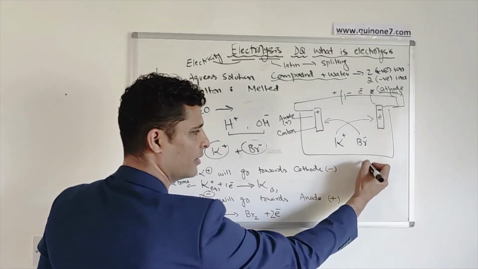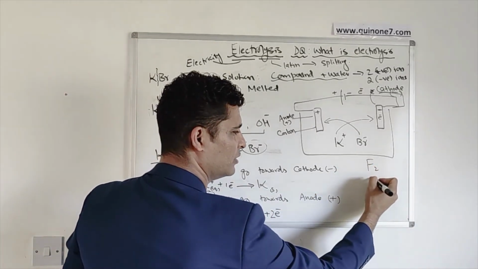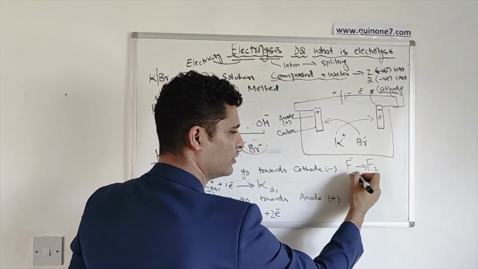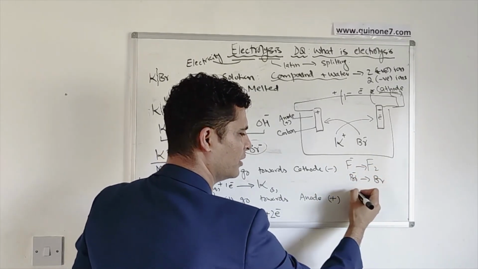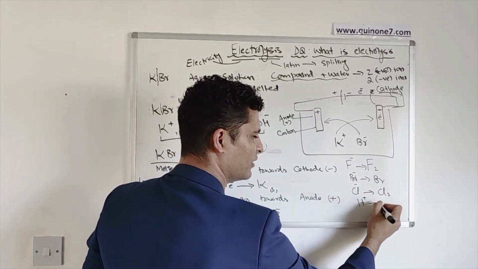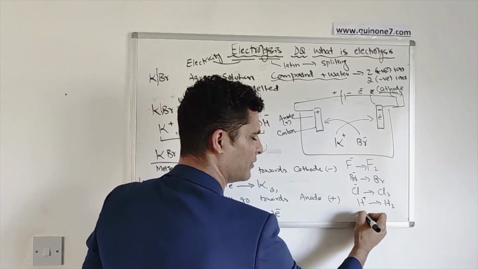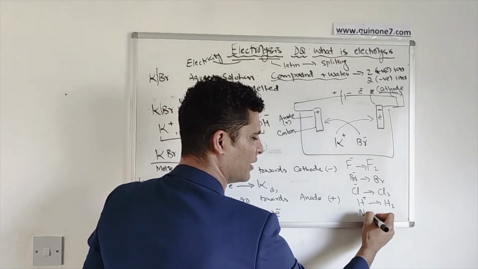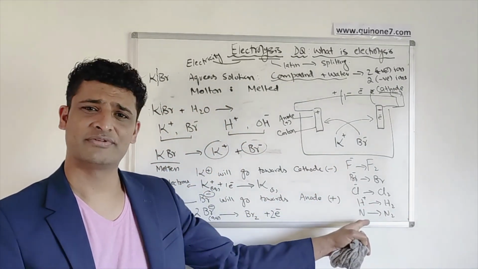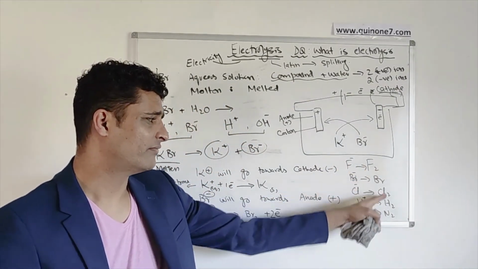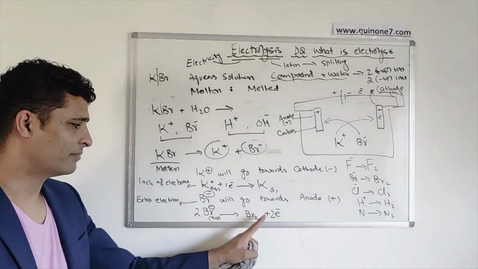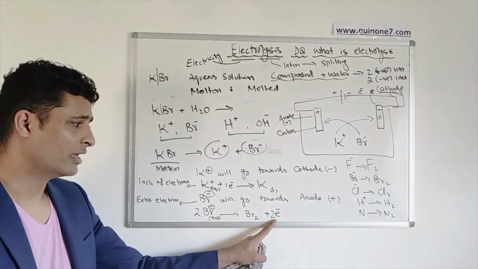So just remember, whenever you see fluoride, it will be converted into fluorine, bromide into bromine, chloride will be converted into Cl2, hydrogen will be converted into H2, and nitrogen will be converted into N2. So any of these, whenever you see them, remember they will be converted into the diatomic molecule, and then you balance them and you will balance the electrons accordingly.